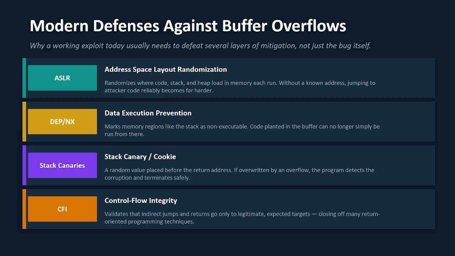There's also control flow integrity, so that indirect jumps and returns only go to specific expected locations. So many return-oriented programming techniques could be vulnerable to that. So control flow integrity protects against that.